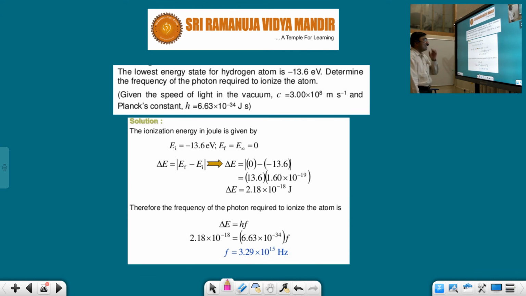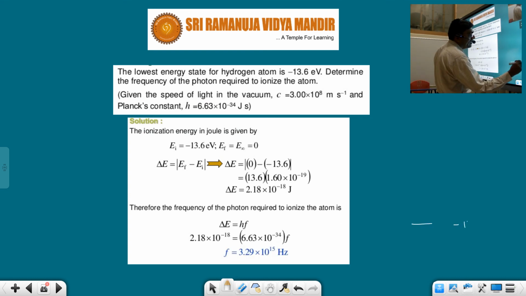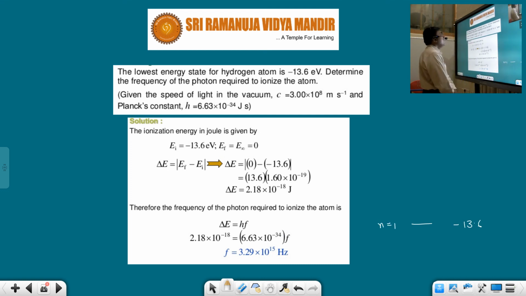Now let us move on to the next question. The lowest energy state of a hydrogen atom is minus 13.6. Everybody knows it. This is n is equal to 1. Now determine the frequency of the photon required to ionize the atom, given the speed of light in vacuum is 3 into 10 power 8. Very simple question. Try to understand, students, the lowest energy state, to determine the frequency, that means from infinity it is coming.